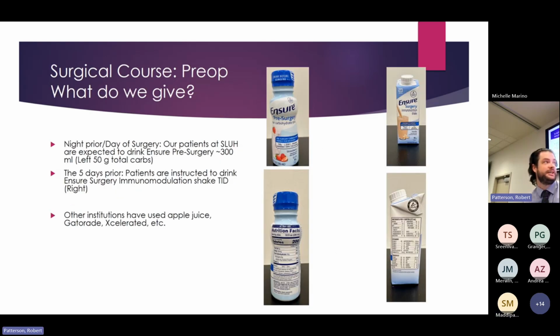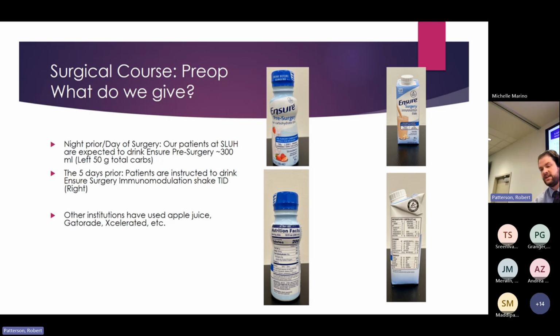So what do we give at our institution? On the pamphlet, it tells the patients that on day 6 prior to surgery, you should start drinking the Ensure Immunonutrition Shake, which is seen on the right of the slide, 3 times a day for 5 days.